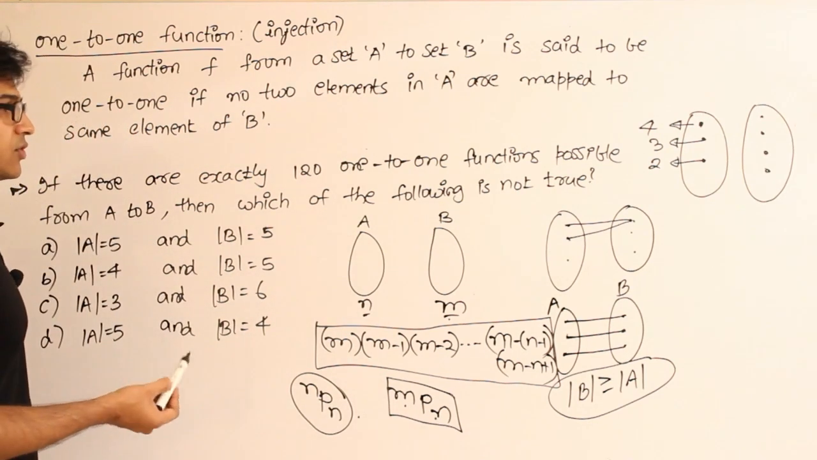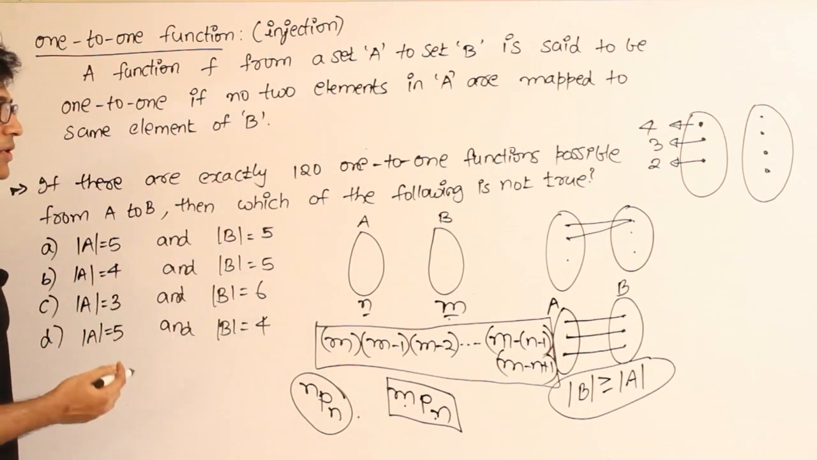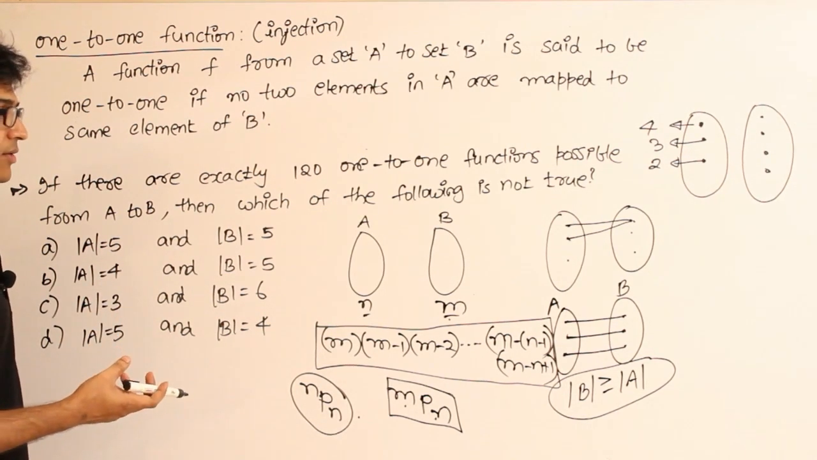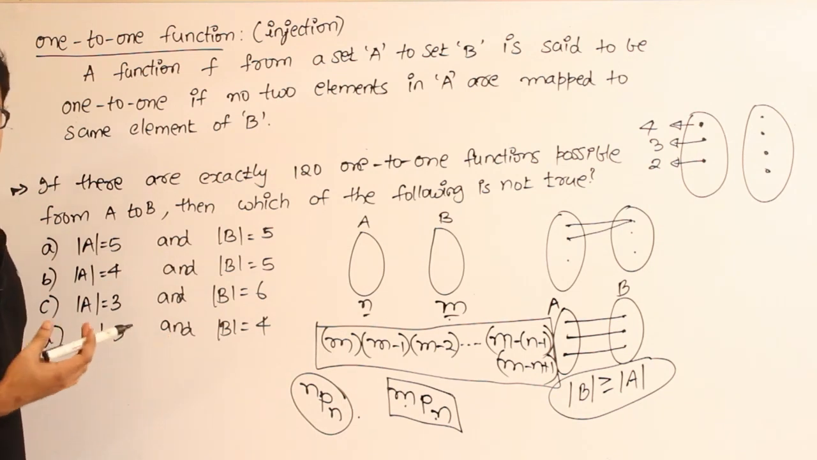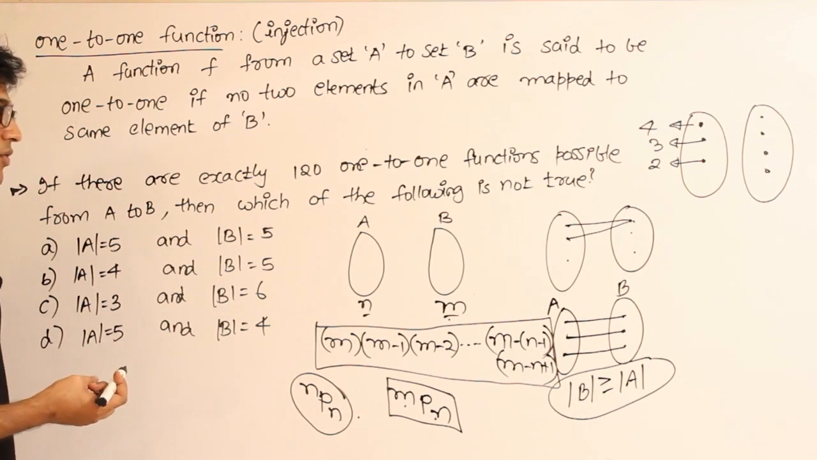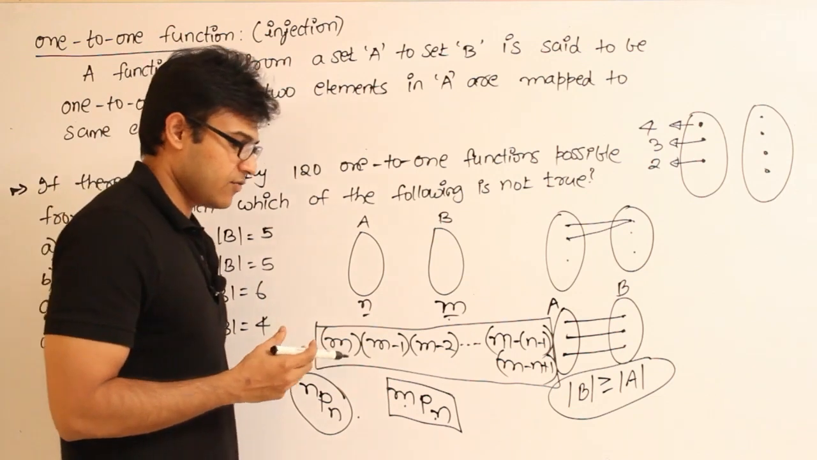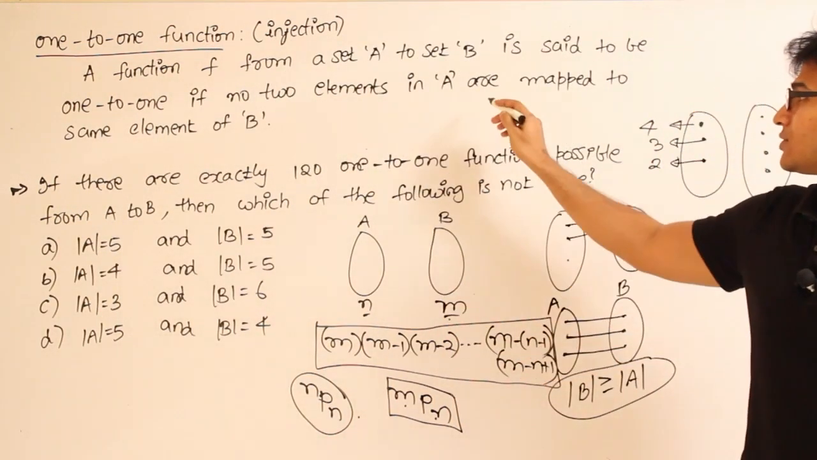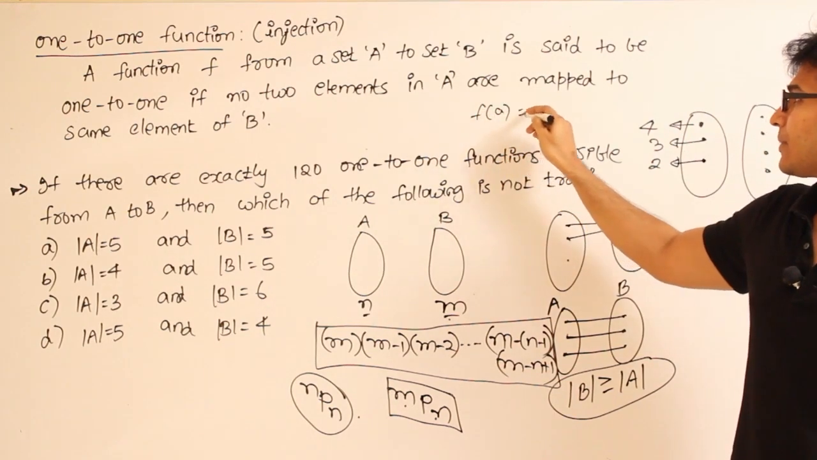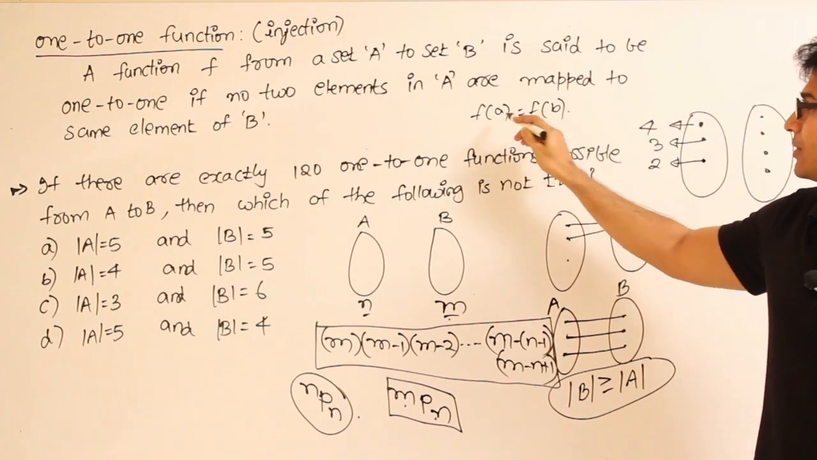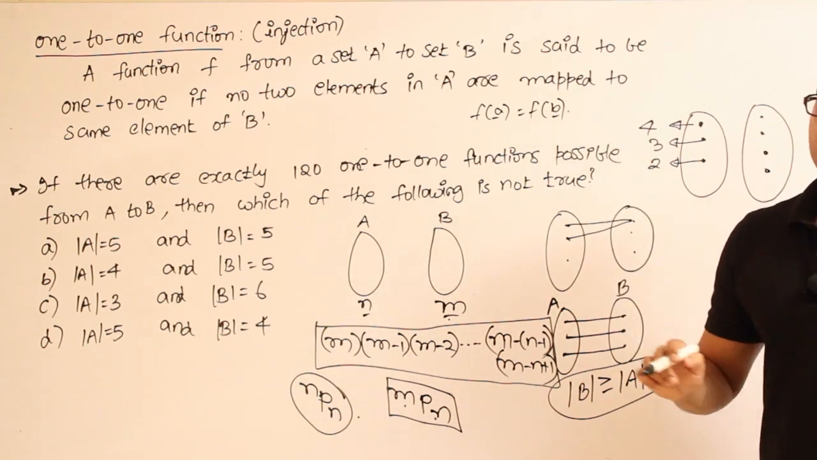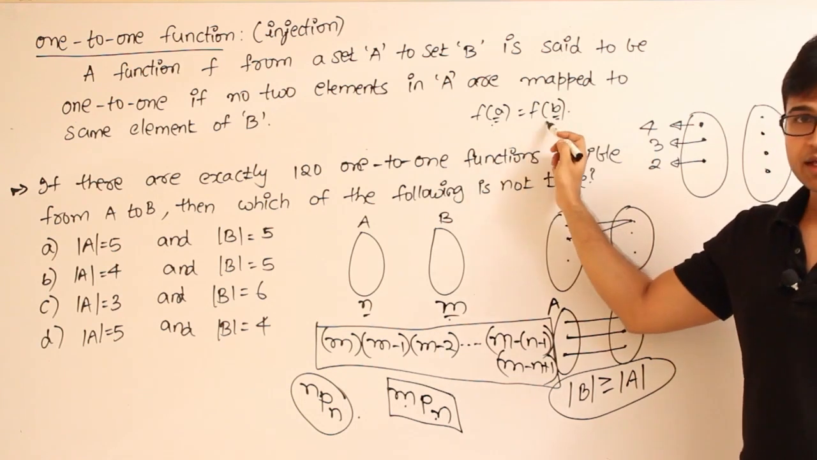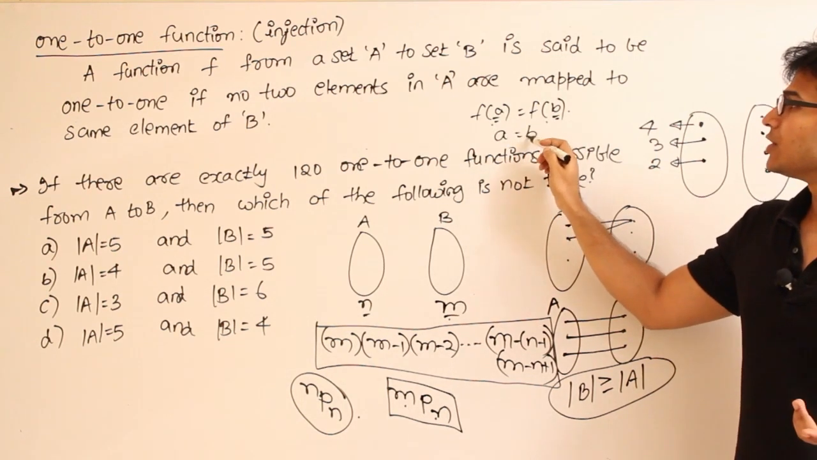So how to understand one-to-one functions? No two elements should have the same image in B. It is possible only when B has at least as many elements as A. So if it is already given that a function is one-to-one, then it is very clear that if the images of two elements are the same, then it definitely means that these two elements are the same. So if it is a one-to-one function and you see that the images of two elements are the same, then it should definitely follow that these two elements are the same.